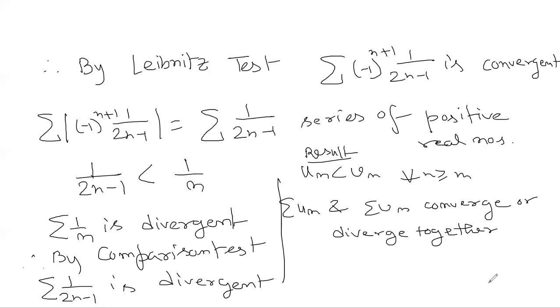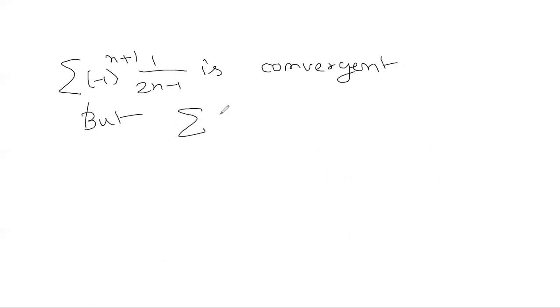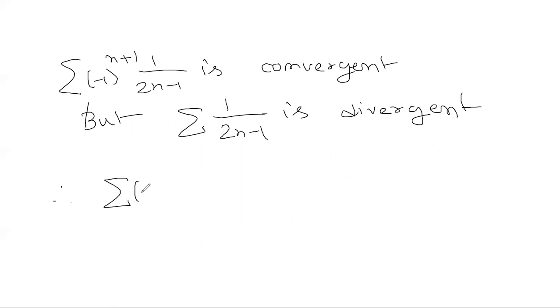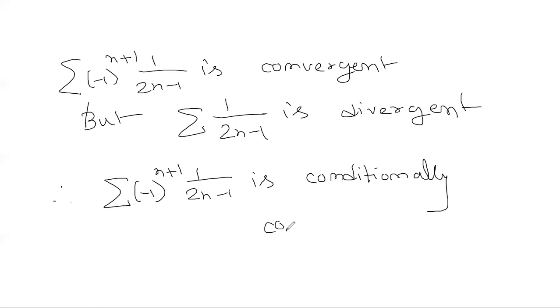So what do we see? Minus 1 power n plus 1 by 2n minus 1 is convergent, but 1 by 2n minus 1 is divergent. So the given series minus 1 power n plus 1 by 2n minus 1 is conditionally convergent. This is an example of a conditionally convergent series.